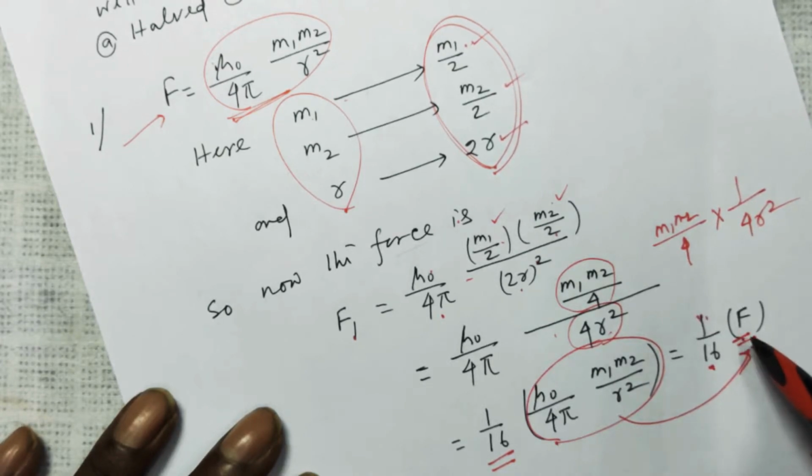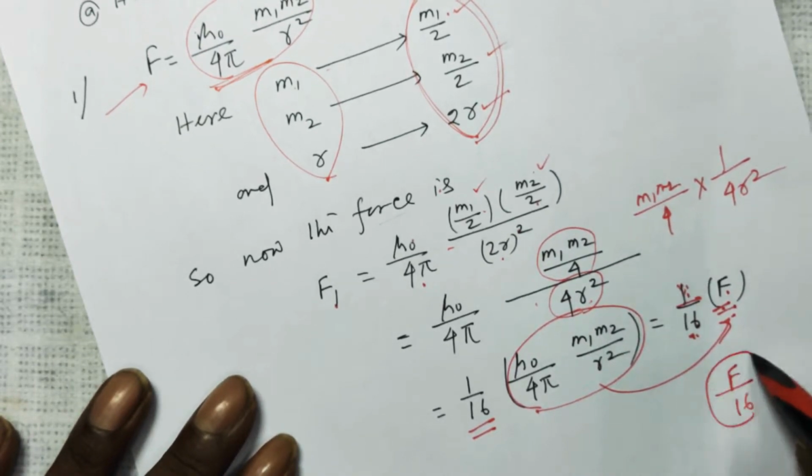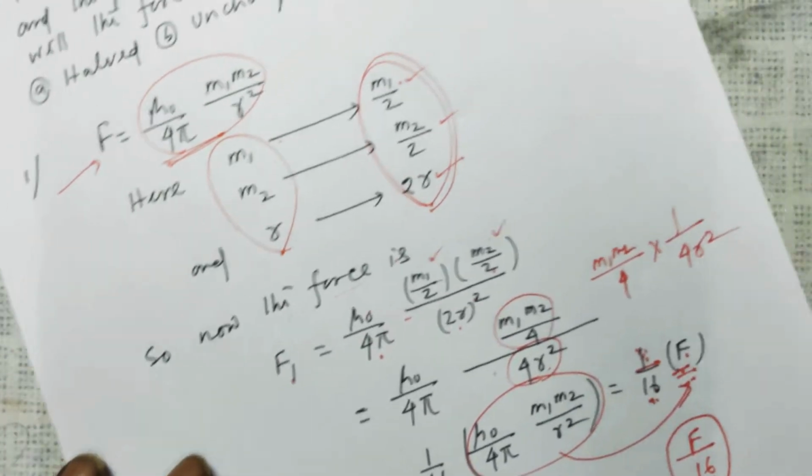So this becomes 1 by 16 times F. I am saying times, but that does not mean it has increased. This is a fraction. So the force becomes 1 by 16 times F, or you can say it becomes F by 16. Now let us go to the second one. These numericals are very simple.